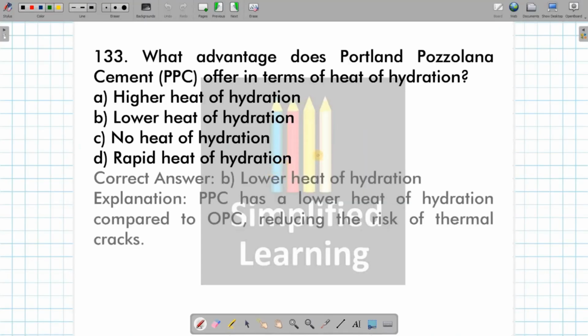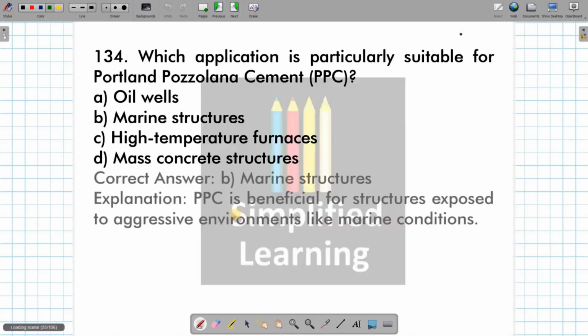Then what is the advantage? What advantage does PPC offer in terms of heat of hydration? It has lower heat of hydration. Okay, compared to OPC, it has lower heat of hydration. That's why the problem regarding thermal cracking of concrete is reduced. Then which application is particularly suitable for PPC? Marine structure. Okay, marine structure is the best scenario for the use of PPC.